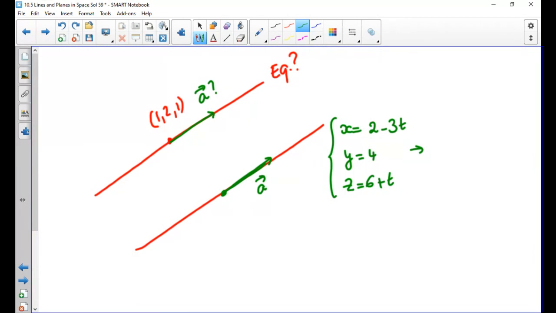Because they are parallel, this A will be the same as the A for the other line. Now, what is A for this line? From this equation, you can get the A. When you have an equation like this, what is the vector A? It's the coefficient of t. Look at t. What do you have? You have a minus 3t. Then you have no t, so that means it's a 0. And z with 1, so you get 1 there.